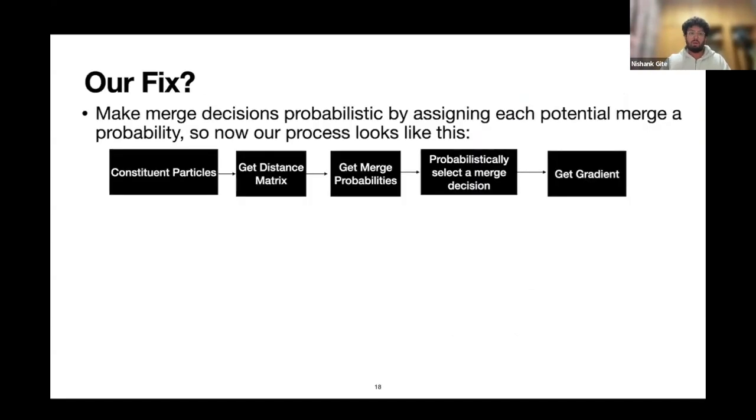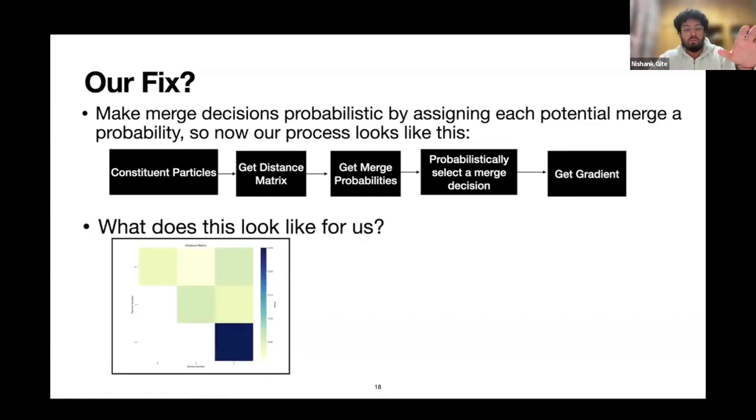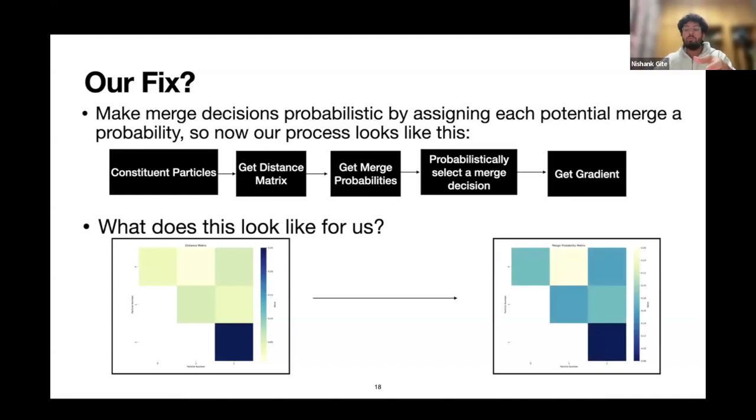So now, how do we fix this? One way, and it's been done in the past, is to make things probabilistic. We do the same thing as before, where we get this distance matrix. Now we get merge probabilities based off this distance matrix, and instead of picking the minimum distance particles to merge, we probabilistically select a merge decision. So we have this distance matrix, and we convert it to a merge probability matrix. Each of our merges, say particles 1 and 2, 2 and 3, 1 and 3, has its own associated probability, and we merge each with that specific probability. Now we can use this to get a gradient.